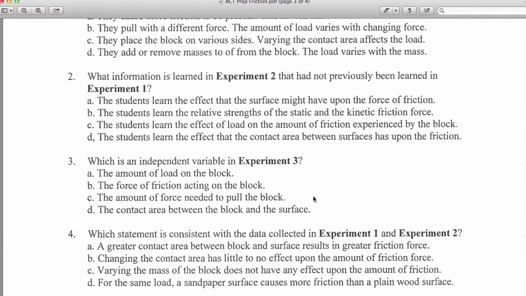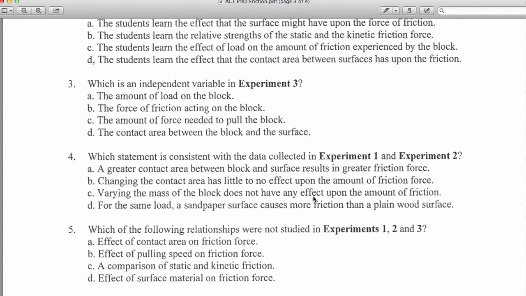Number 2. What information is learned in Experiment 2 that had not previously been learned in Experiment 1? A. The students learned the effect that the surface might have upon the force of friction. B. The students learned the relative strengths of the static and kinetic friction force. C. The students learned the effect of load on the amount of friction experienced by the block. Or D. The students learned the effect that the contact area between surfaces has upon the friction.